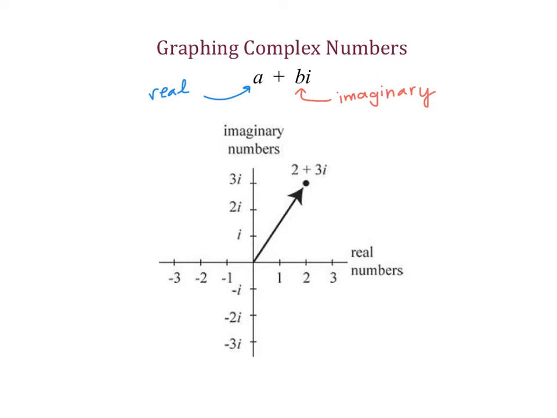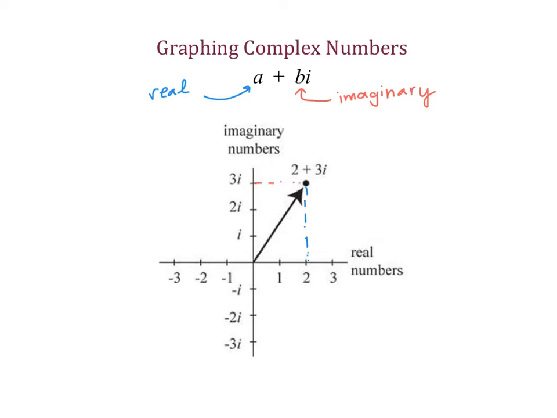So instead of being an xy axis, the horizontal axis represents the real number, and the vertical axis represents the imaginary number. So for example, if you were to plot the complex number 2 plus 3i, you go 2 on the real number, 3i on the imaginary number, and where they intersect is your coordinate.